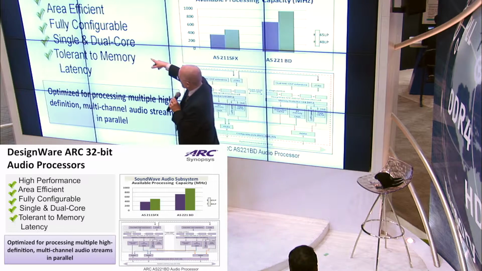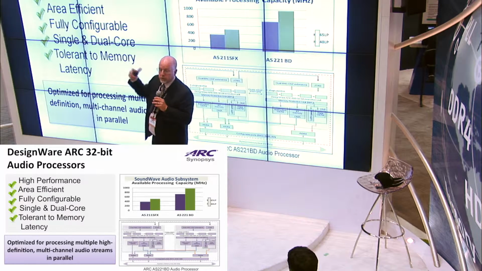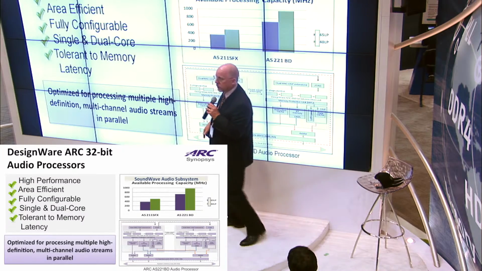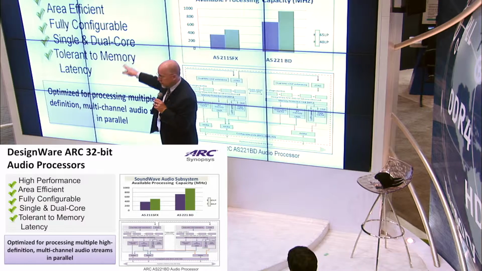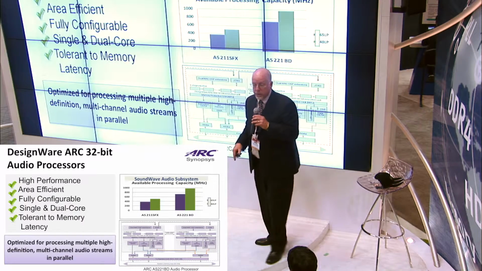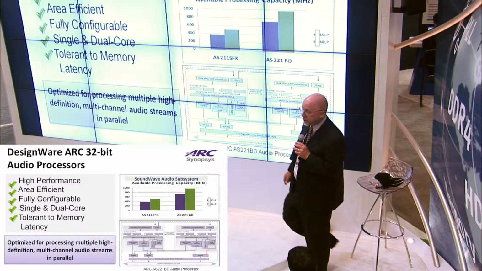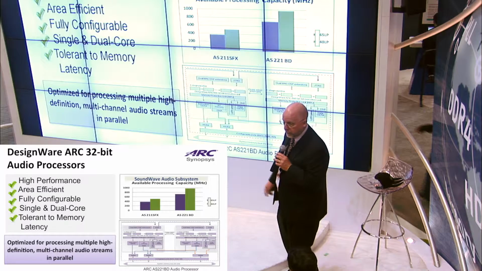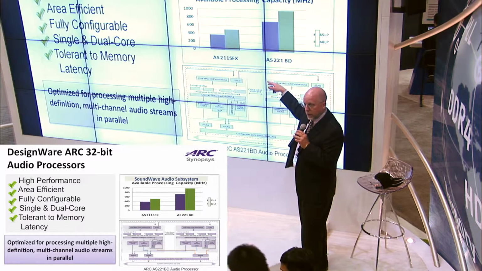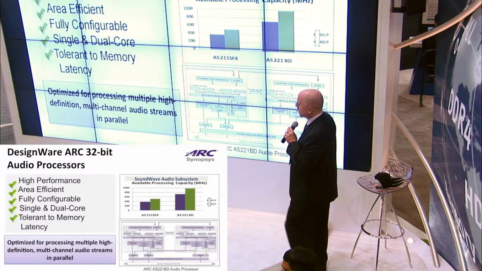The dual core implementation, if you go there, also runs at a lower power factor. It gives you a great deal more performance, twice as much performance, but the power consumption doesn't increase by 2x. These implementations are also very tolerant to system memory, which is important, especially if you have video as well as audio in your system, where we see system latencies that can run as high as 400 to 500 clock cycles. In the case of the ARC processors, you see very little performance degradation. With some of the competitive cores, it can be substantial.